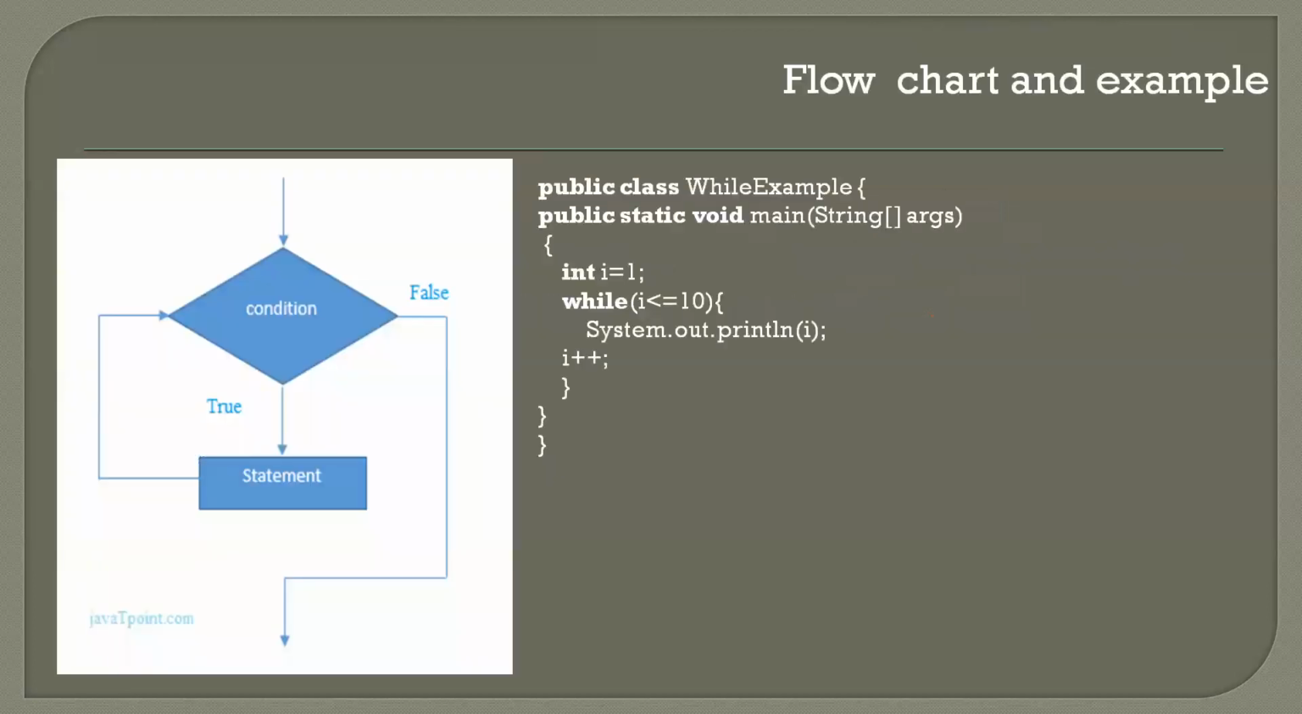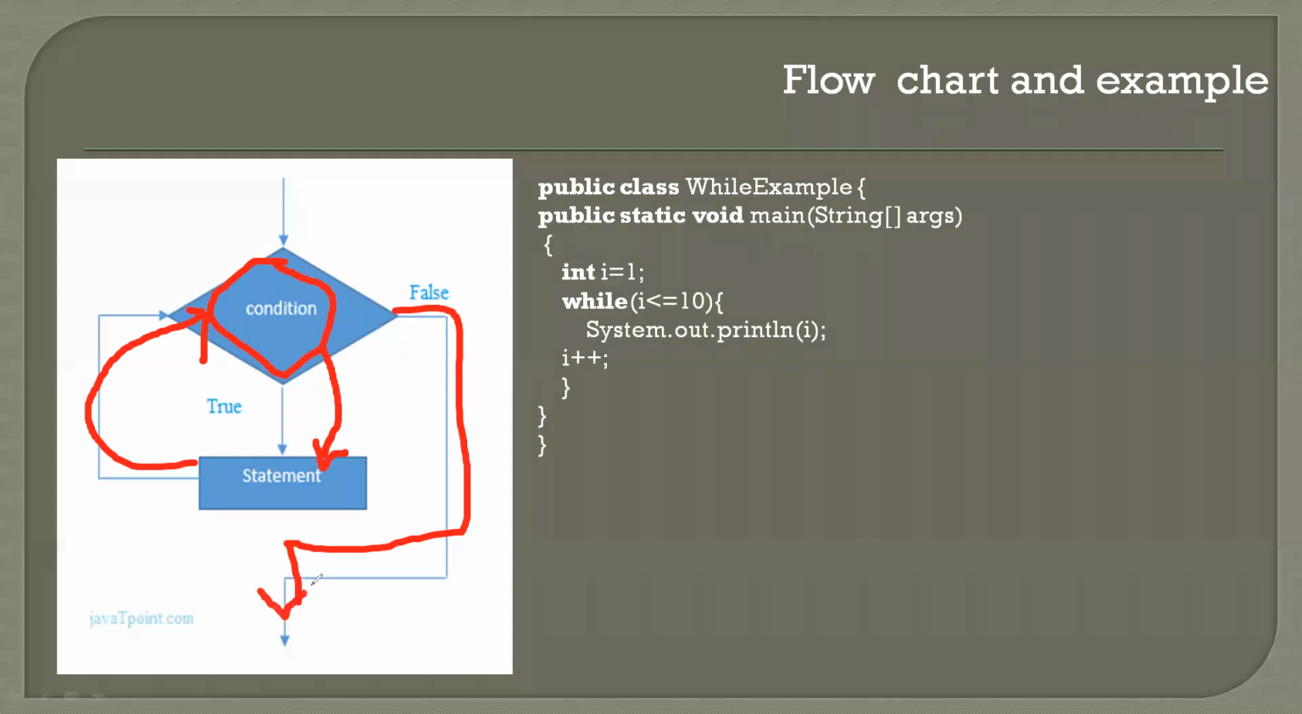Let us see the flowchart here. We will check the condition first. In case the condition is true, we will execute the statement, and again we will check the condition. This cycle will repeat until the condition becomes false. If the condition is false, we just move out of the loop.